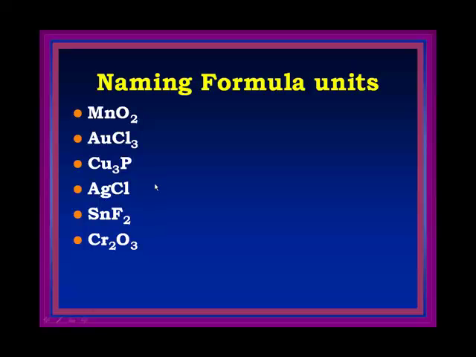Okay, if we look at the next one, AgCl. Okay, name it, silver. Is silver a transition metal? Yes, it is. But silver is one of those exceptions that does not need a Roman numeral. So I just call it silver chloride.